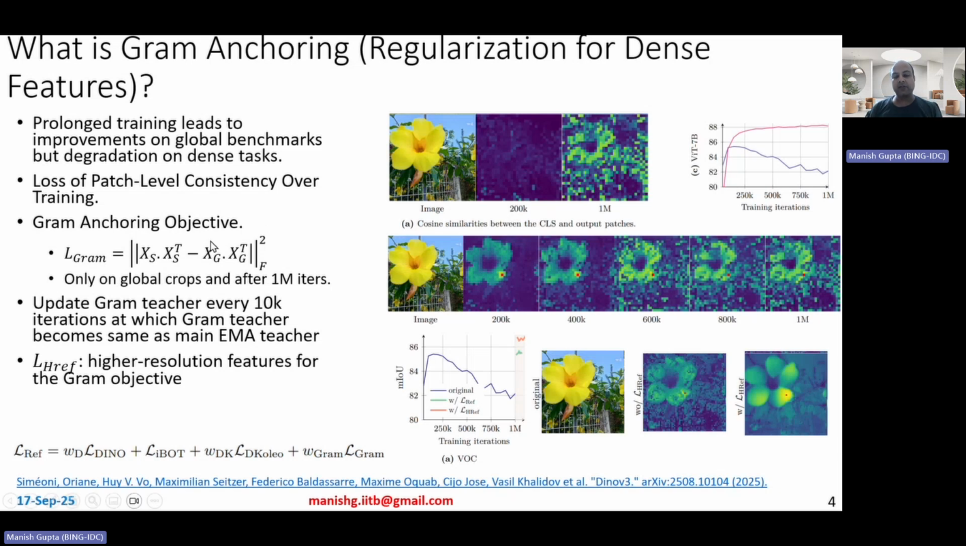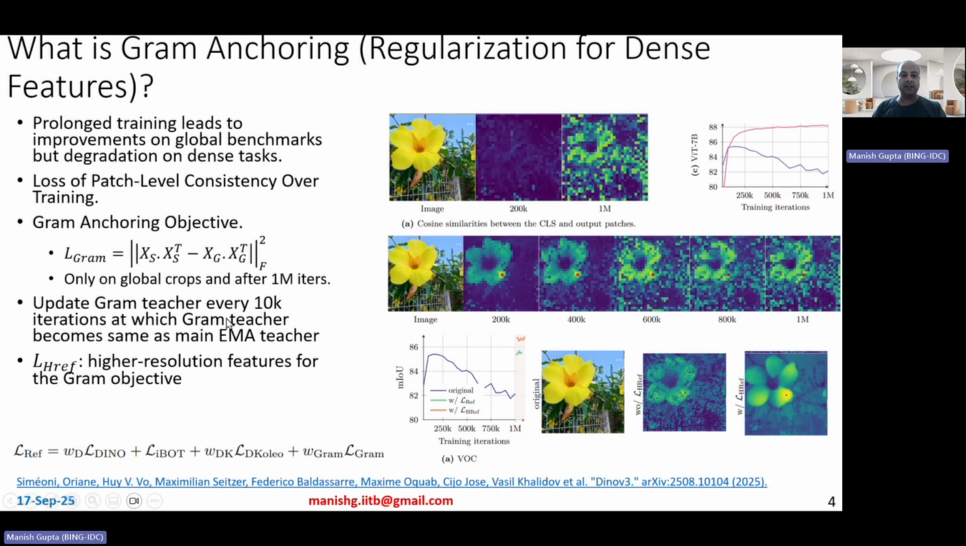Therefore, this gram matrix for the teacher is taken from an older teacher. As you keep training more and more, the teacher also keeps getting worse in terms of its dense local patch representations, and therefore you take this comparison with an older teacher. You use a gram teacher which is updated every 10K iterations. You don't update this gram teacher as frequently as your EMA teacher. Your EMA teacher is updated after every iteration, but your gram teacher is updated after every 10K iterations.